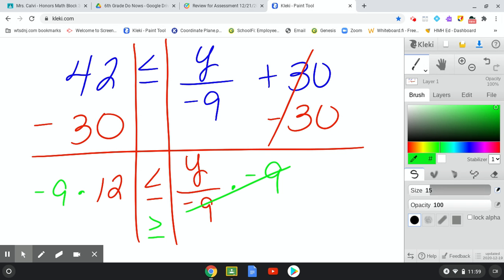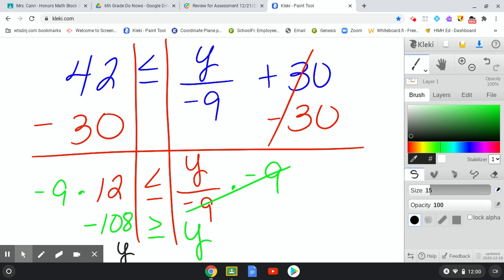These 9s on the right cancel, drop down my variable. A negative times a positive is a negative. So now I have to do 12 times 9. 12 times 9 is 108. But I do have my variable on the left side, so I need to change it. So it is on the right side. I need to change it so it's on the left side.